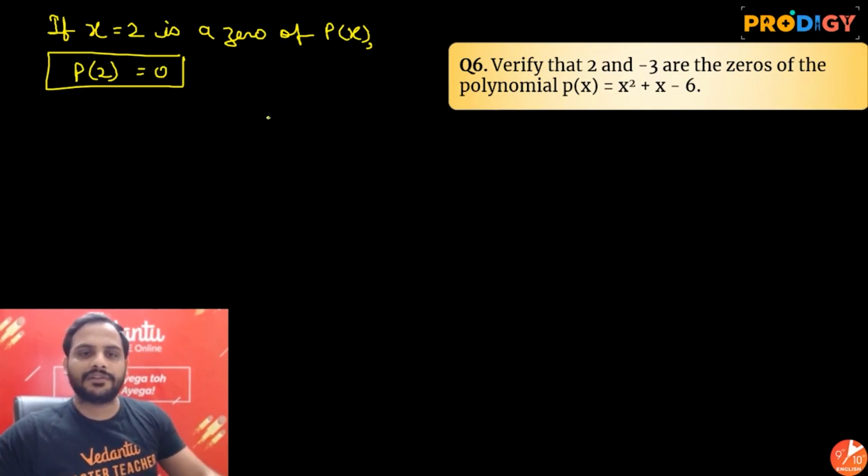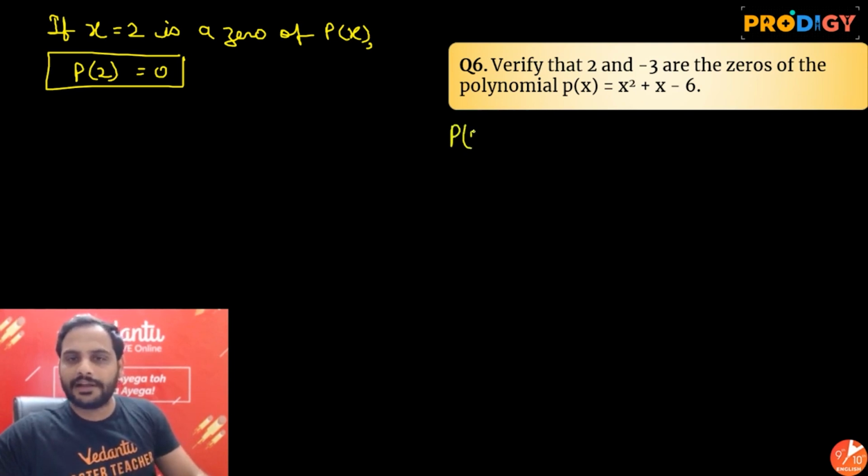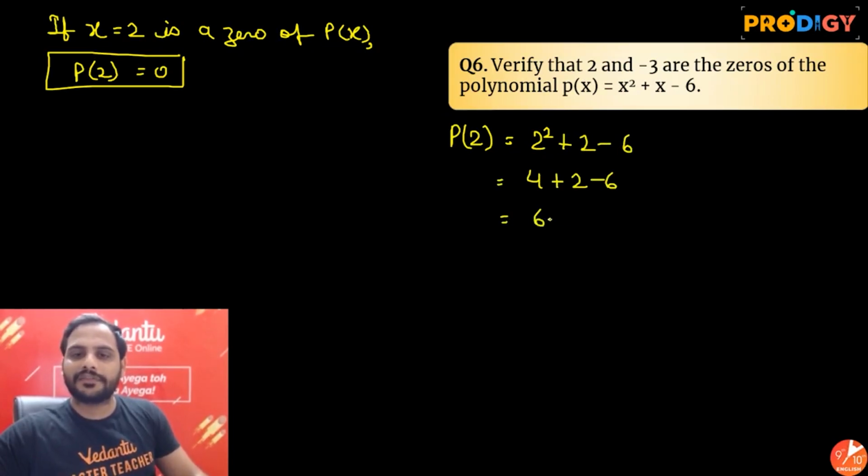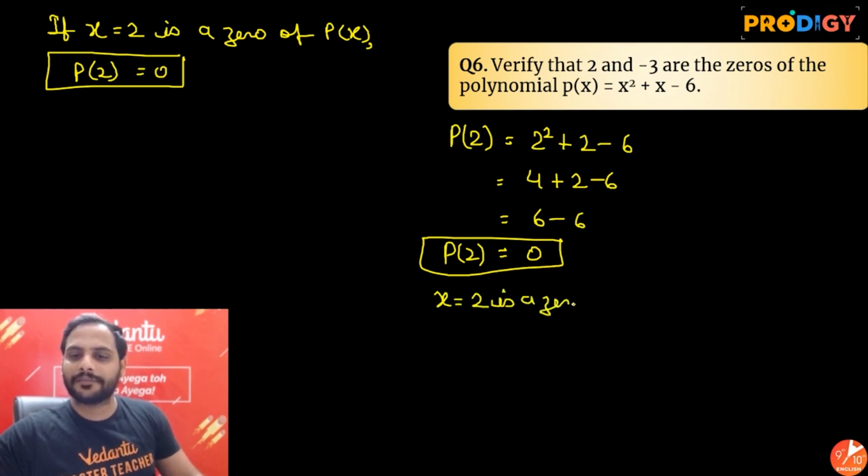So let's find out the value of this polynomial at x equal to 2. It will be 2 square plus 2 minus 6. 4 plus 2 minus 6, which is 6 minus 6, which is equal to 0. So p(2) is equal to 0. That means I can say yes, x equal to 2 is a zero.